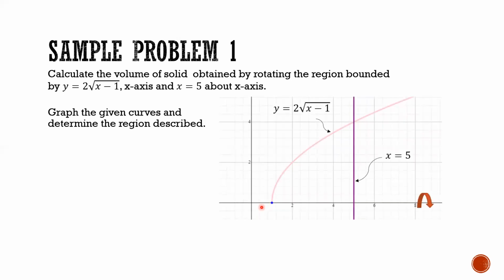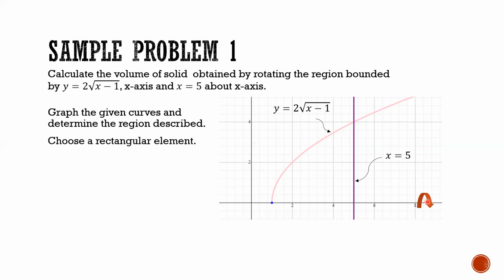So now this is the graph of the first curve. This is the graph of x is equal to 5, and this is the x-axis. So therefore, the region being considered is this particular part. So we will be revolving about the x-axis.